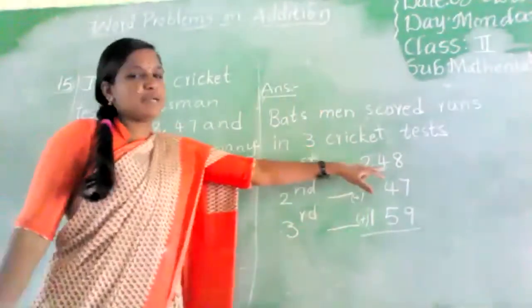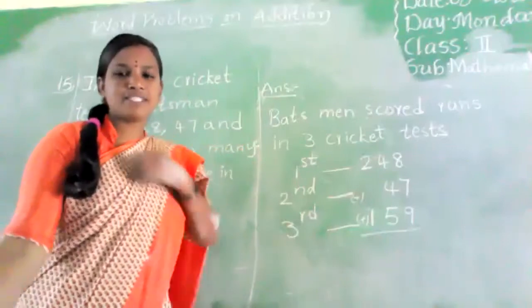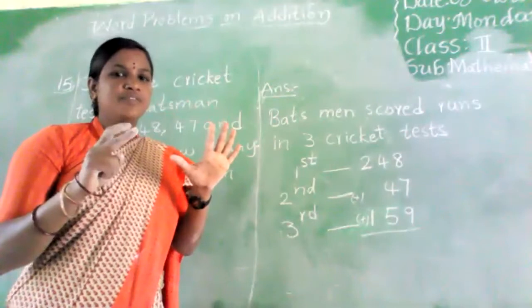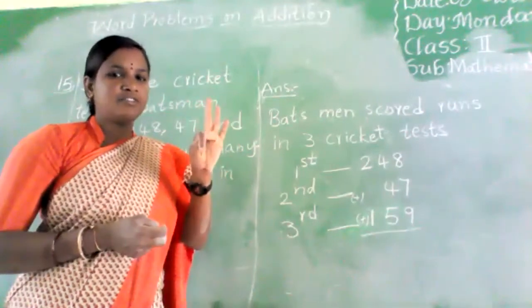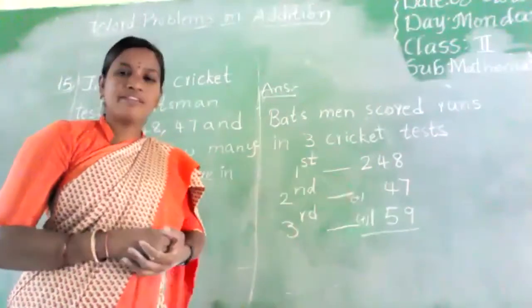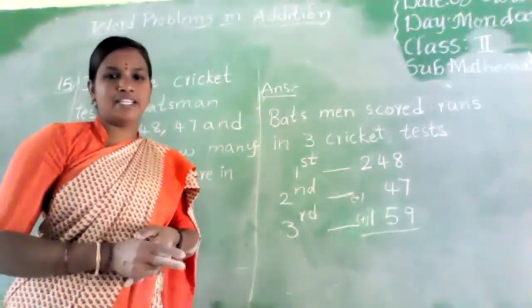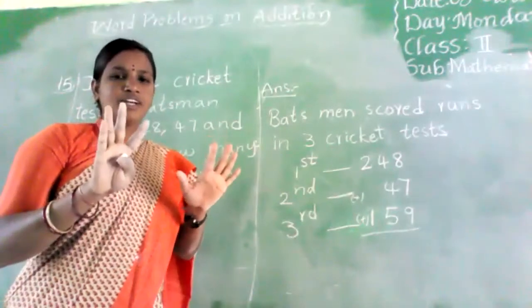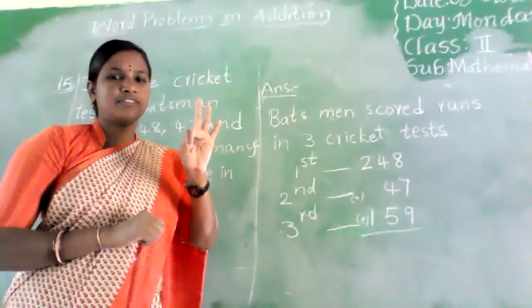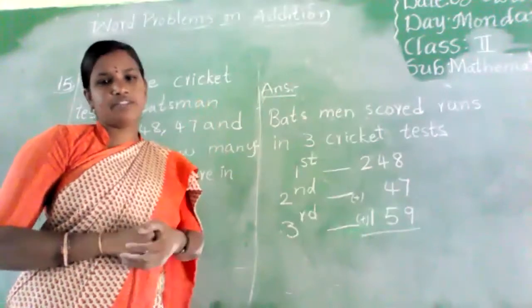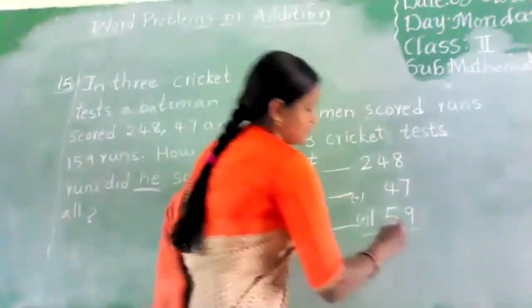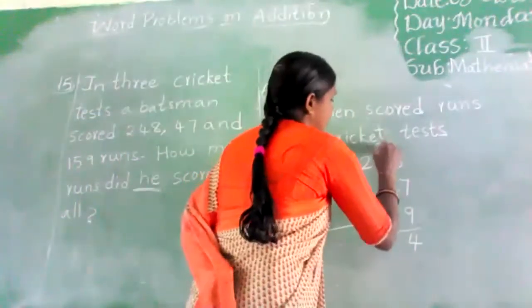First, 8 plus 7. What's the answer? Keep 8 in mind, take 7 fingers: after 8, 9, 10, 11, 12, 13, 14, 15. So 8 plus 7 is 15. And again add 9. After 15: 16, 17, 18, 19, 20, 21, 22, 23, 24. So total 24. We write 4 under the ones and 2 we take as carry.